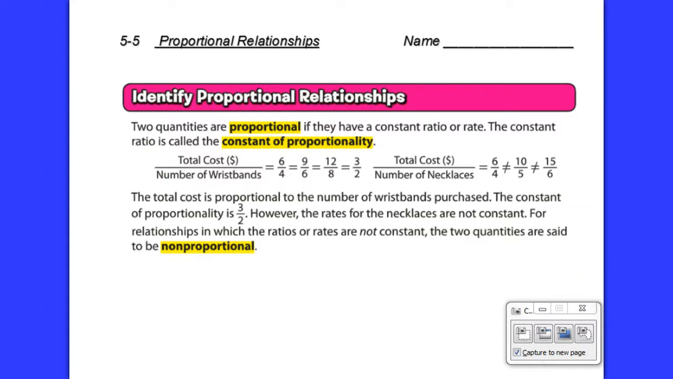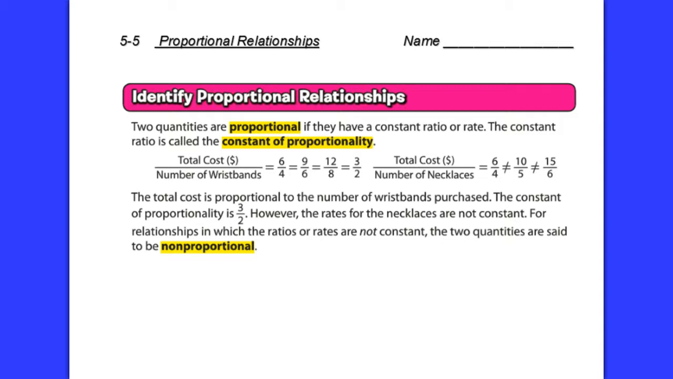Chapter 5, Section 5, Proportional Relationships. And as I was previewing this section, I think this is really easy for you. The hard part is understanding the vocabulary and exactly how to find what it is they're asking you for. So I hope you don't feel too confused.